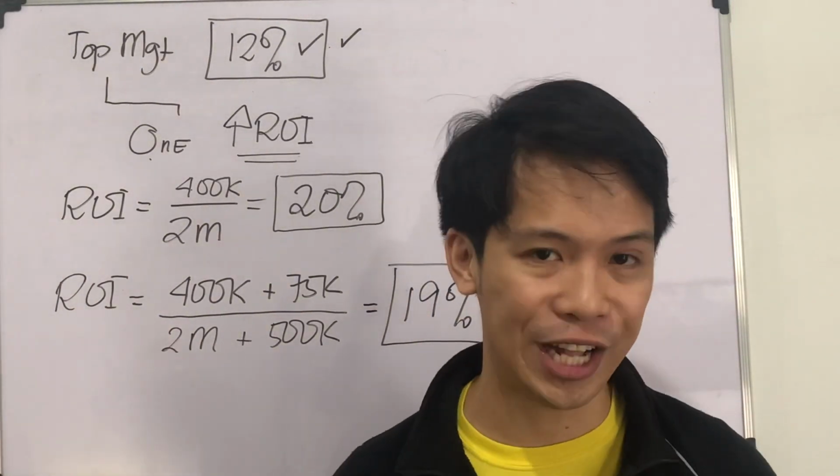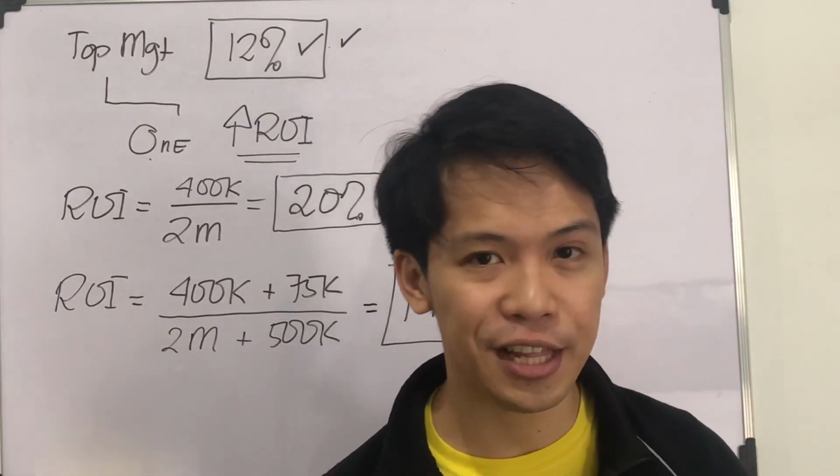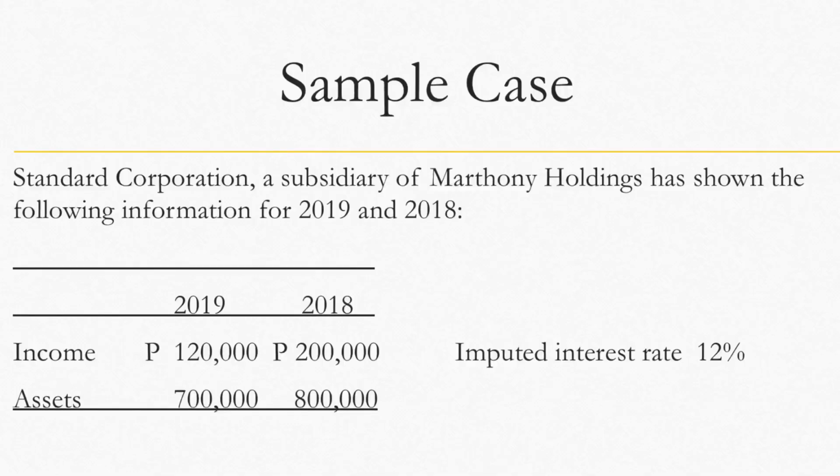Let us have one sample case in calculating the residual income. Standard Corporation, a subsidiary of Martoni Holdings, has shown the following info for 2019 and 2018. Income for 2019 is 120K, 2018 200K, assets 700K in 2019 and 800K in 2018. The imputed interest rate is 12%.